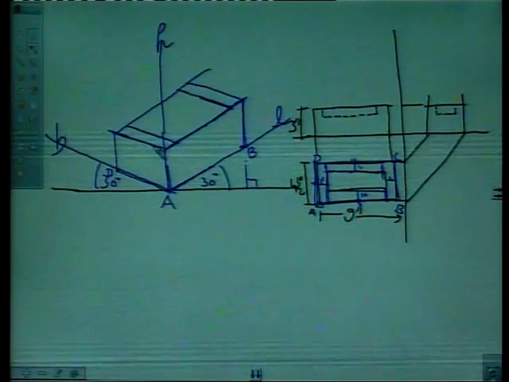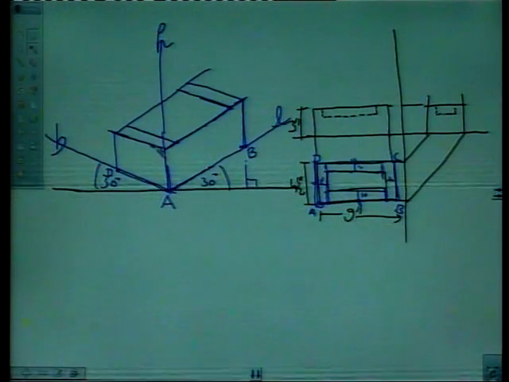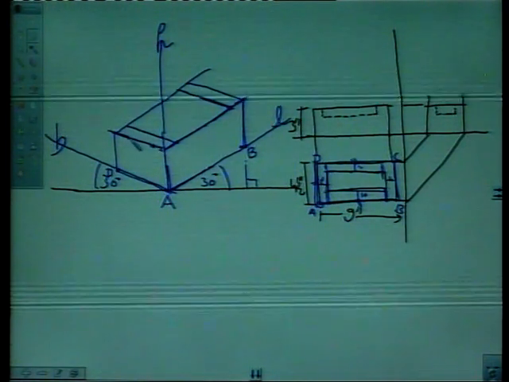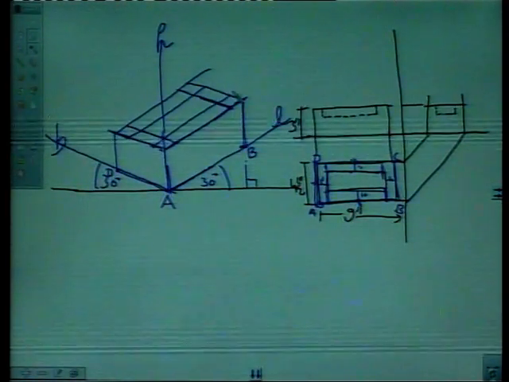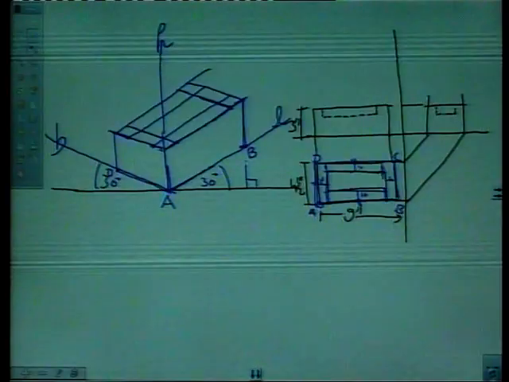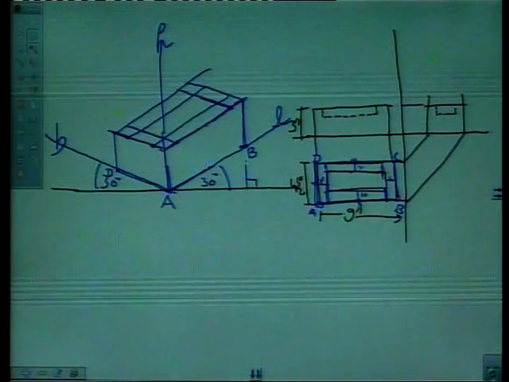Mark 1 inch here also. If this is also 1 inch, mark 1 inch here, and from here 1 inch, and draw parallel lines like this, right? So this will give us the top of the frog.